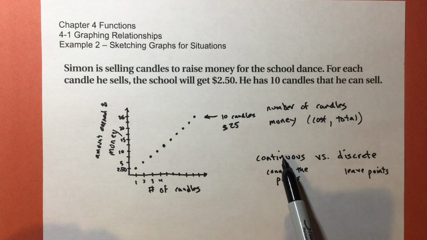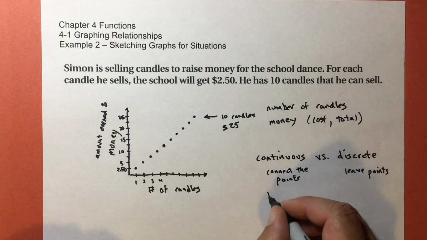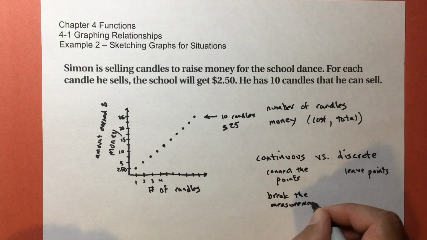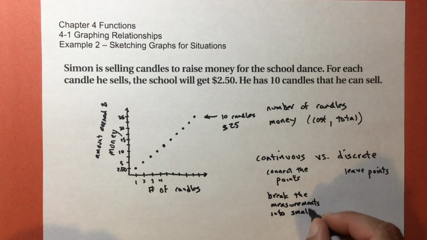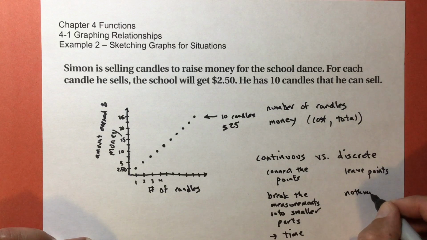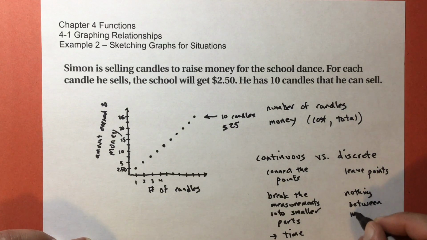The idea is this, okay? Continuous means that there's measurements between the points. That's why I connect them, right? So you can break the measurements into smaller parts. And you can keep breaking them, keep breaking them, keep breaking them. So for example, one continuous variable is time. Because if I measure something in hours, I have smaller measurements. I have minutes, I have seconds, I have tenths of a second, I have thousandths of a second. All right? So time is infinitely increasing. There's always a measurement between other measurements. Discrete, there is nothing between the measurements.